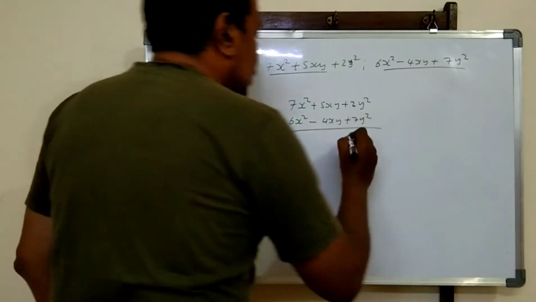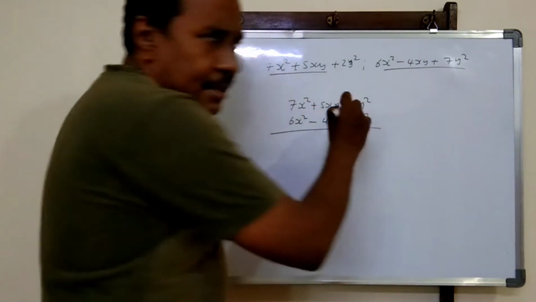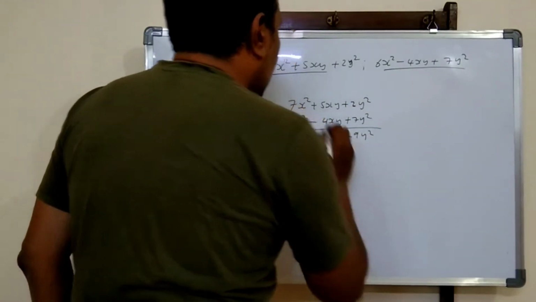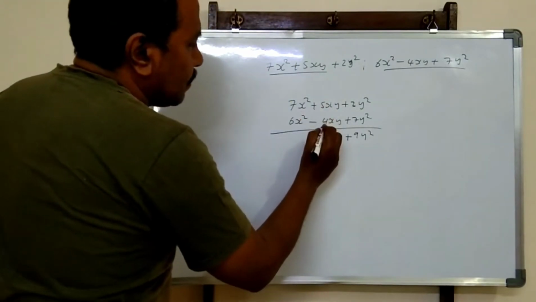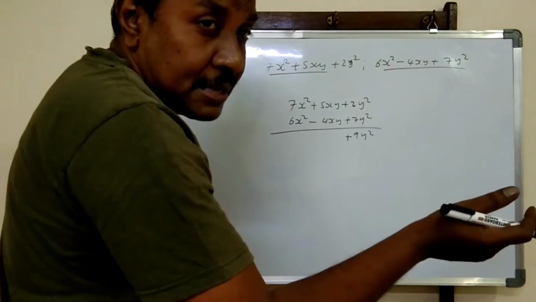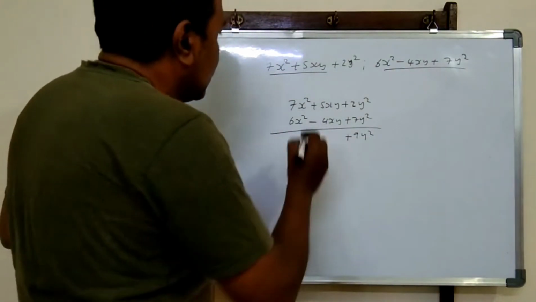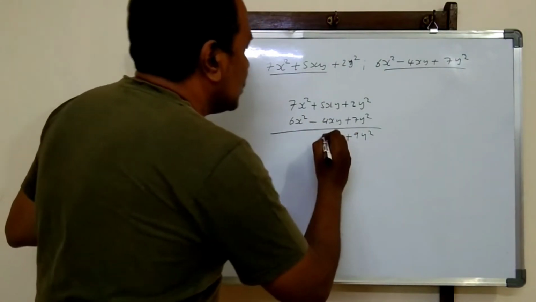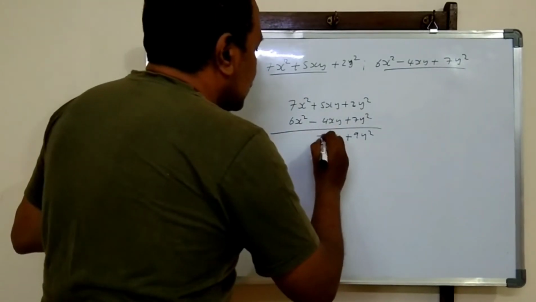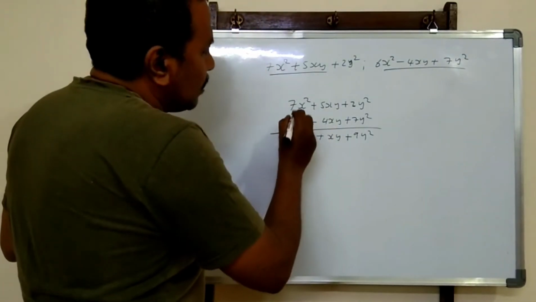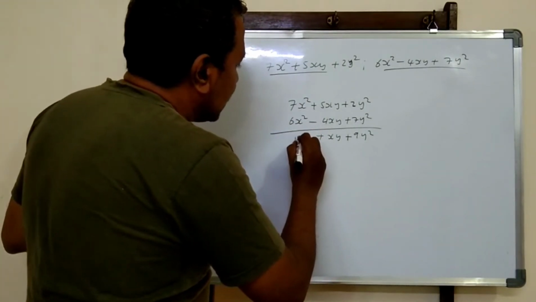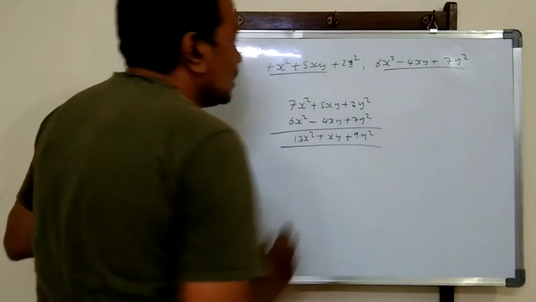Now, as usual, add the numerical coefficients. 7 plus 2 is 9, that becomes 9y square. Here, plus 5 and minus 4: if one term has a positive sign and another has a negative sign, we have to subtract. So 5 minus 4 is equal to 1, so you can write it as 1xy, or simply xy. So that becomes plus xy. What about 7x square and 6x square? This is equal to 7 plus 6, 13x square. So this is the answer.